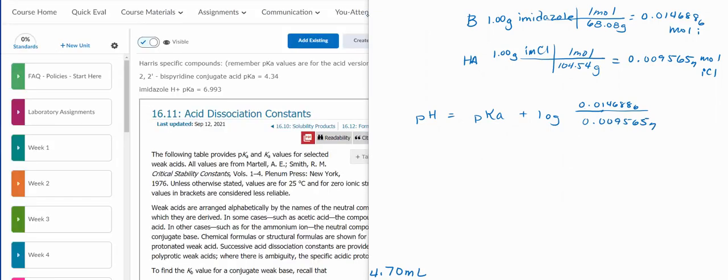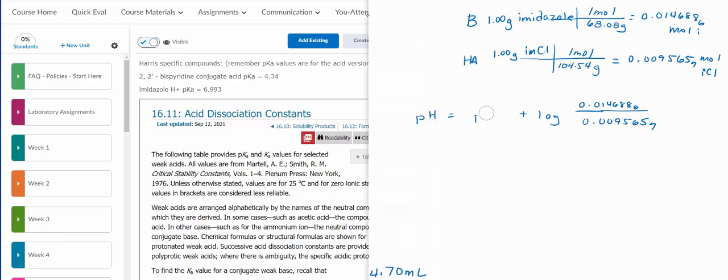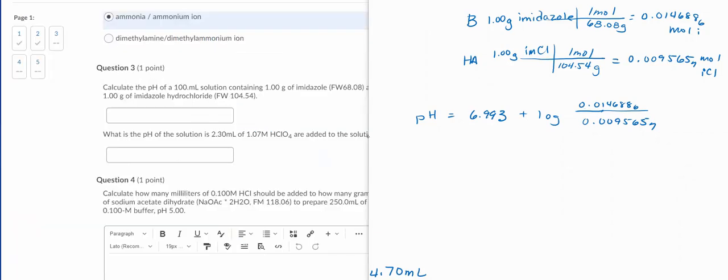Well, let's go back over to that Ka table because I realize you're going to need that pKa. And remember, when you see a pKa table, you're looking at the acid version. So when it is a base, it is the hydrogen added compound. So the pH here, 6.993. I'm sorry, yeah, the pKa, not the pH. And then we can just calculate.